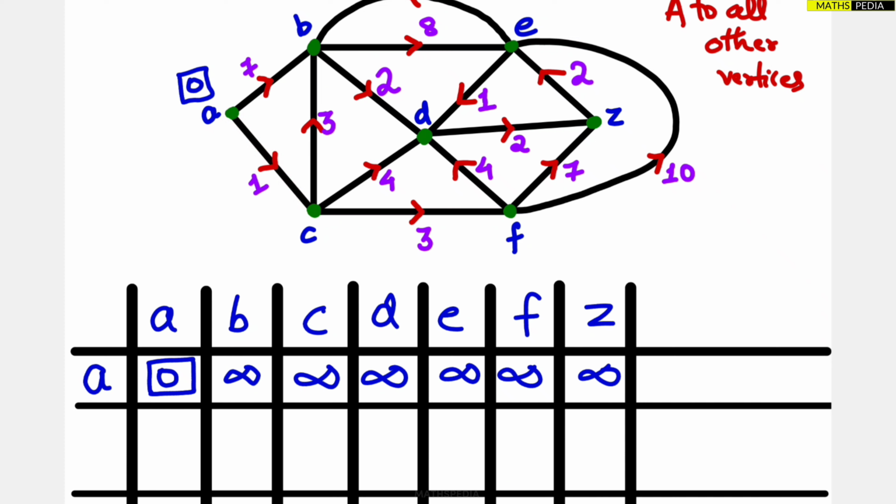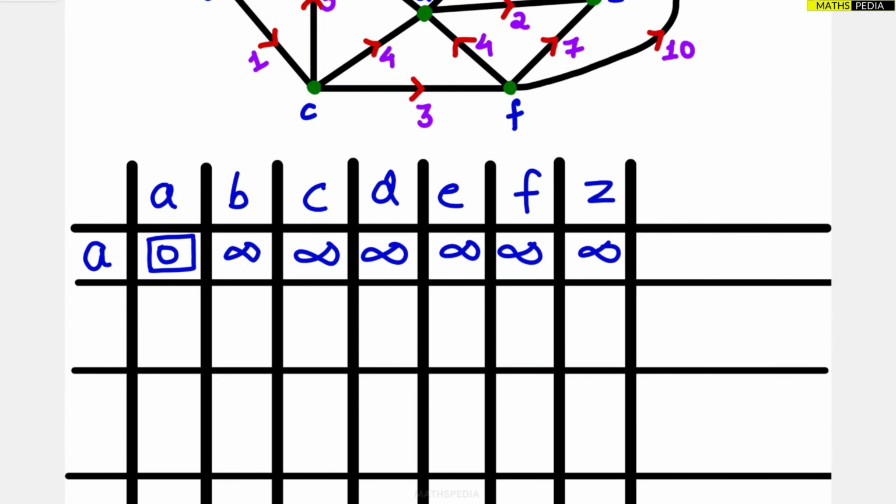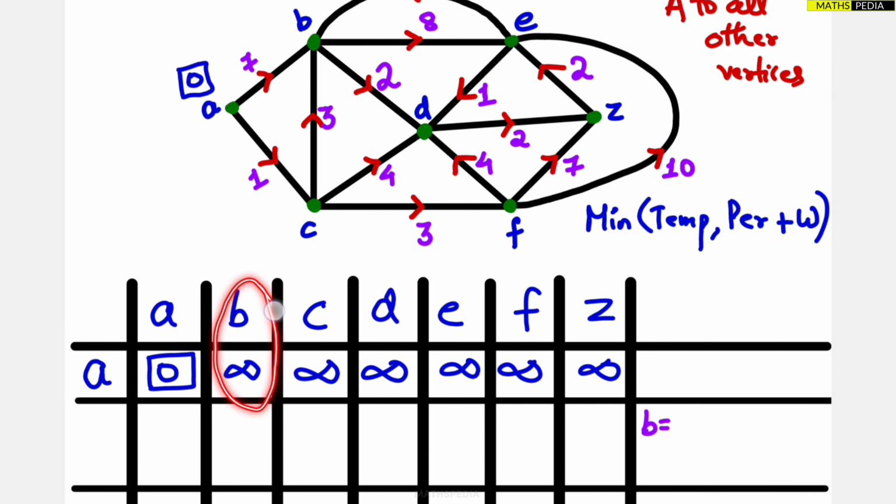From A we are starting. Why are we starting from A? Because it has the permanent label. So I am going to find the new values for B and C. What is the formula for that? Remember, it is the minimum of the temporary label and the permanent label plus the weight. The temporary label basically means the value below B. So for B, what is the value? Infinite.